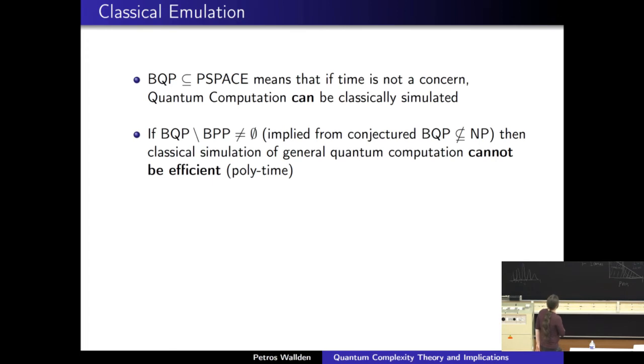The second thing is that if there are problems where we have quantum advantage, so if there are problems in BQP and outside BPP, which is implied by these, then a classical simulation of general quantum computation cannot be done efficiently in polynomial time. And this is the whole point, well, it's not the whole point, because you can have other advantages as well, but this is the main exponential promise of quantum computation, basically.